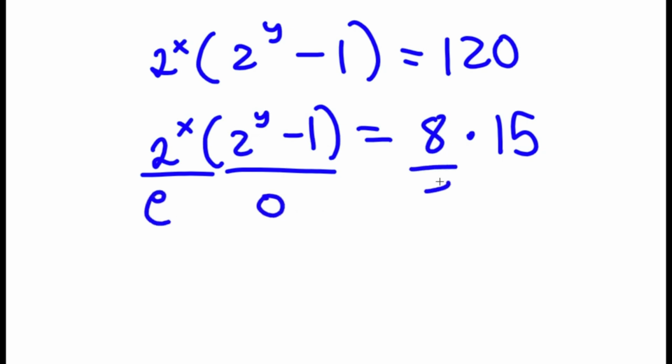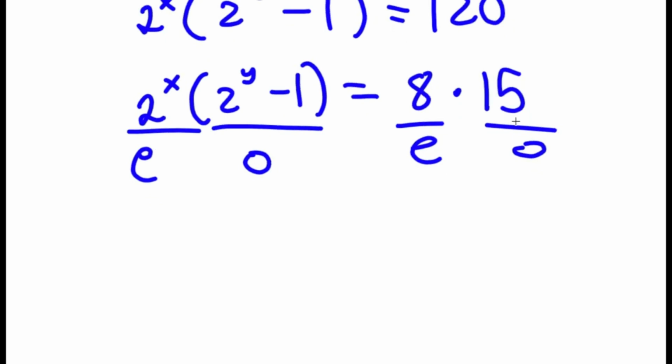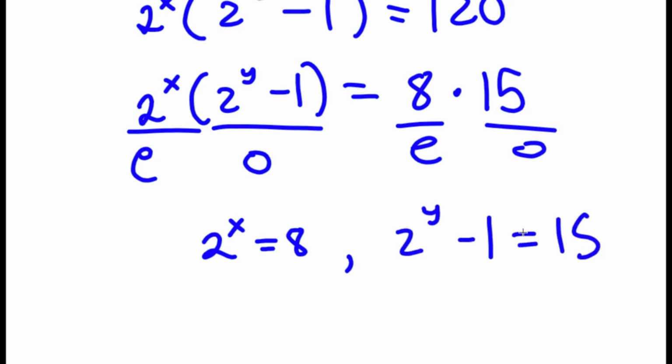And notice how 8, this is even, and 15, this is odd. So I have an even number times an odd number is equal to an even number times an odd number. So this means that both the even numbers are equal to each other. So 2 to the power of x is equal to 8. And both the odd numbers are equal to each other. So 2 to the power of y minus 1 is equal to 15.